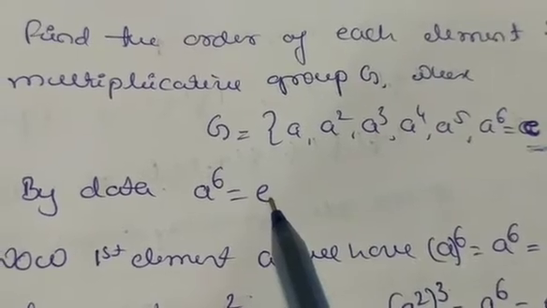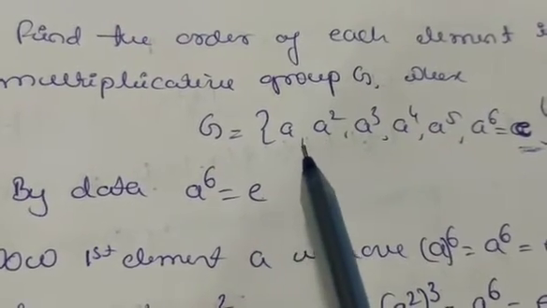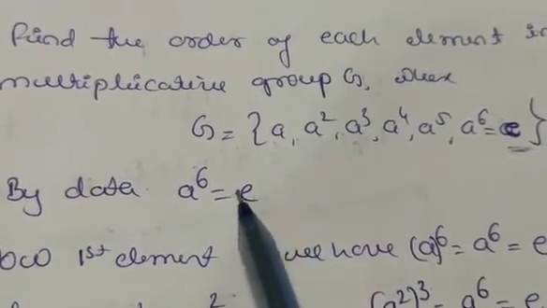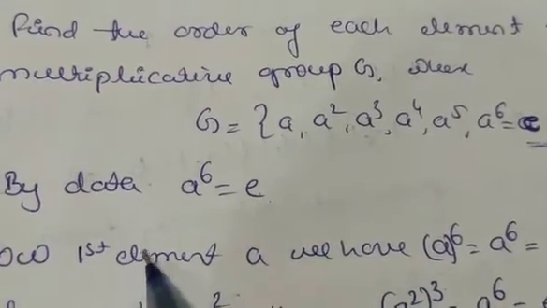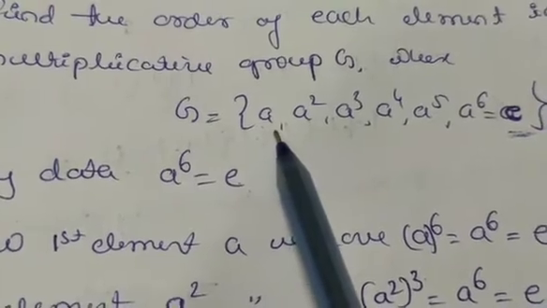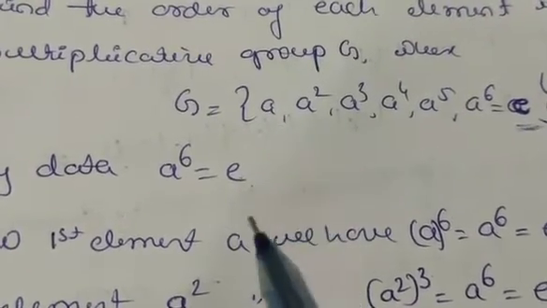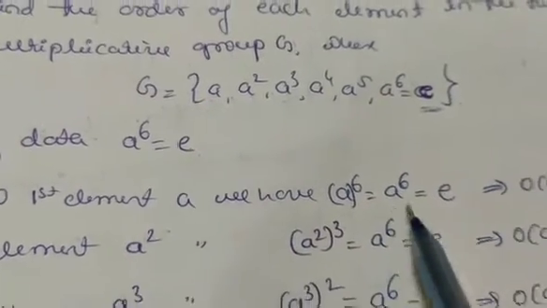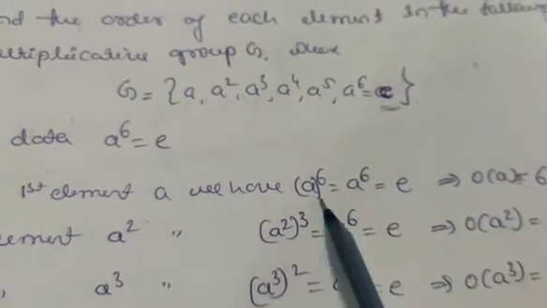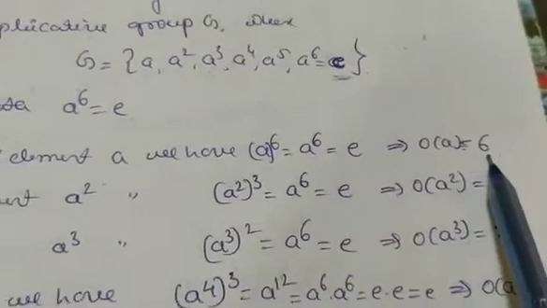So what do we want here? We want to raise the power of each element so that we get A raised to 6, that is the identity element. First let us find the order of the element A. Here we know A to the power of 6 is equal to E. So this implies the order of A is 6.